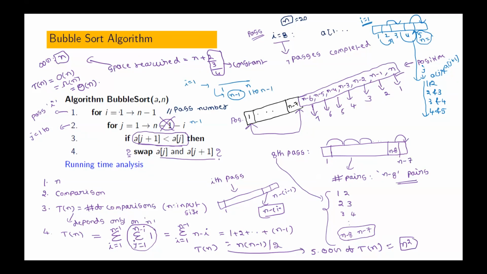When i equals 2, j goes 1 to n minus 2. When i equals 3, 1 to n minus 3. Is that clear, brother?